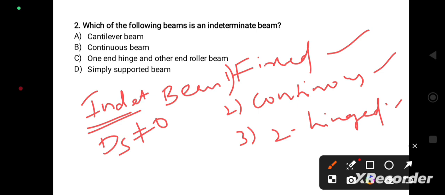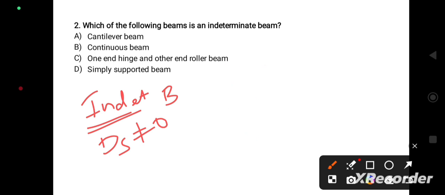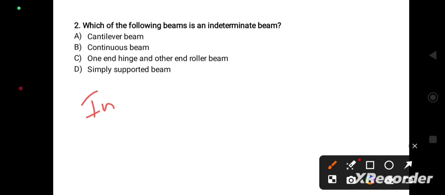Okay, which of these is an indeterminate beam? The answer will be the continuous beam. So how will we calculate whether beams are determinate or indeterminate? One formula will be there, that is m plus r minus 3j. Okay, m plus r minus 3j.